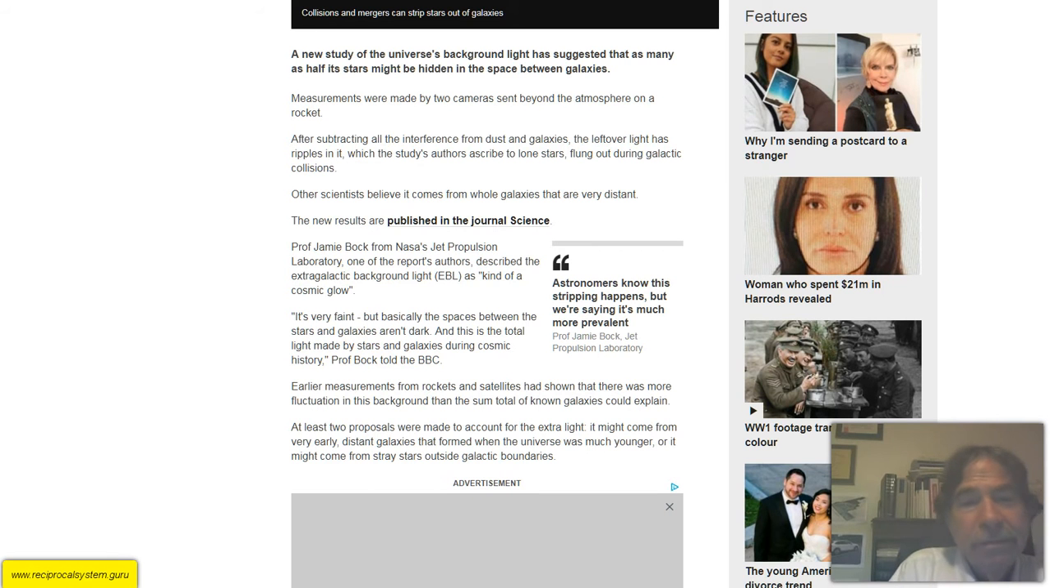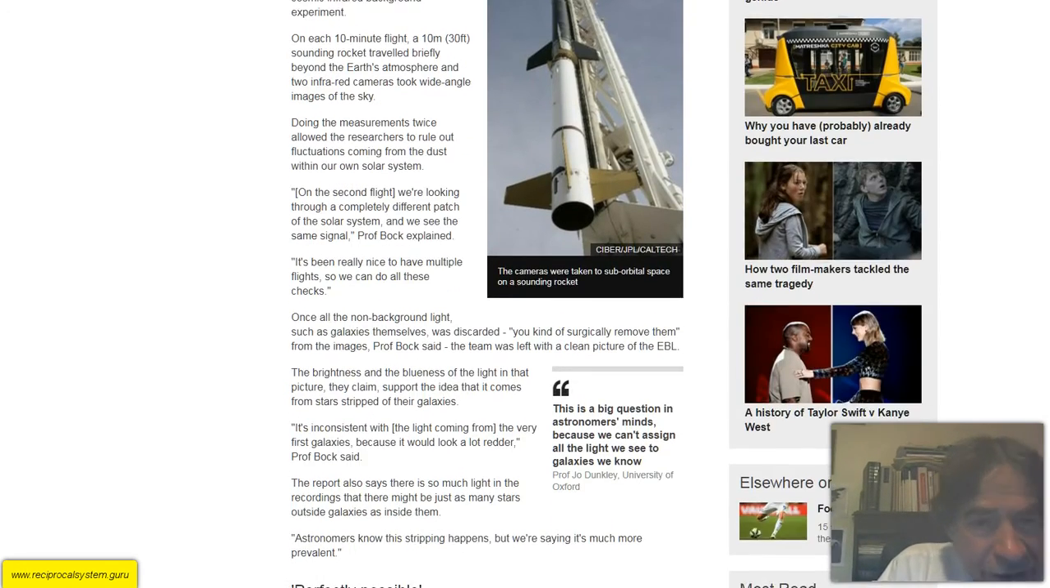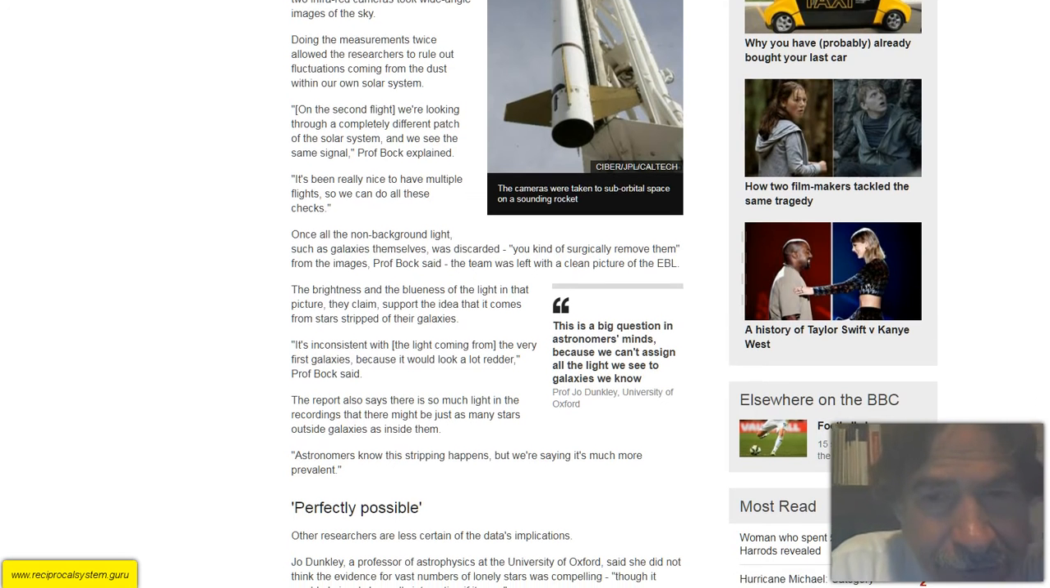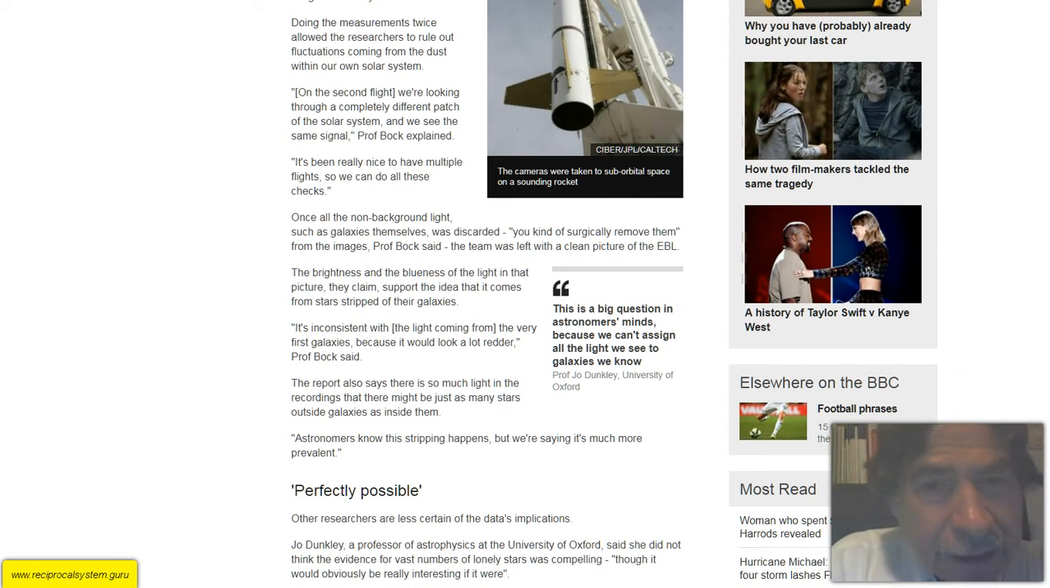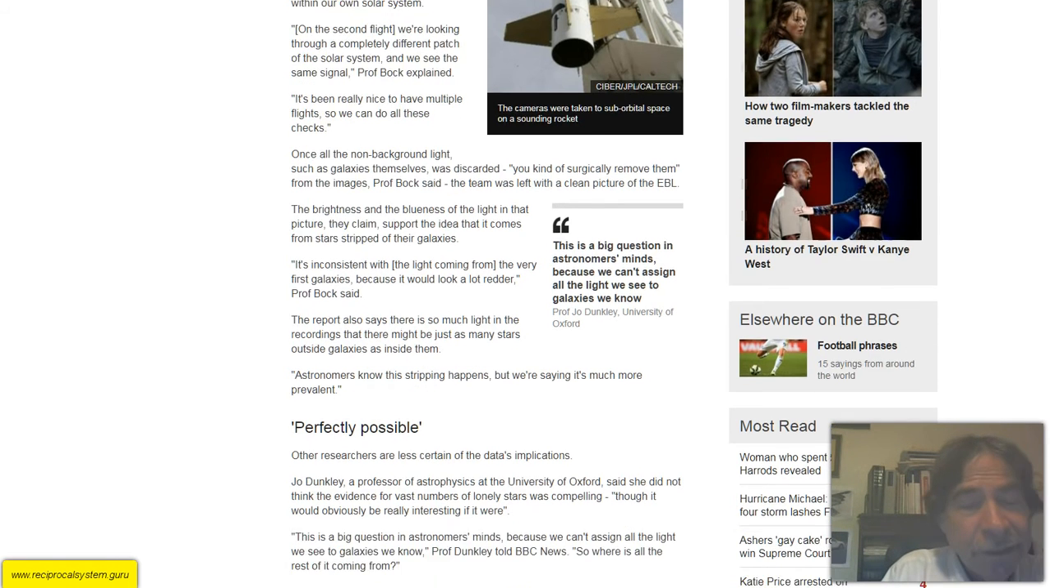Other scientists believe it comes from whole galaxies that are very distant. Well, that's not exactly right, but let's see if there's anything else here. Once all the non-background light, such as galaxies themselves, was discarded, you kind of surgically removed them from the images, Professor Bach said, the team was left with a clean picture of the EBL. The brightness and the blueness of the light in that picture, they claim, support the idea that it comes from stars stripped of their galaxies. Okay, it's interesting.